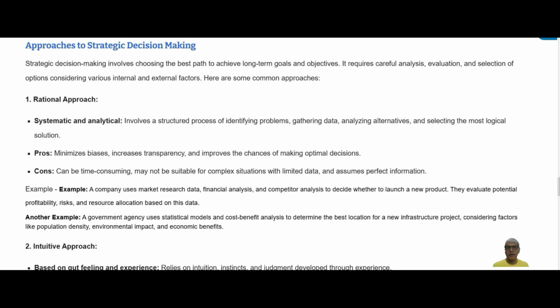Hello, everybody. Strategic decision making involves choosing the best path to achieve long term goals and objectives. This requires careful analysis, evaluation, and selection of options, considering various internal and external factors. Let us see some approaches to it.